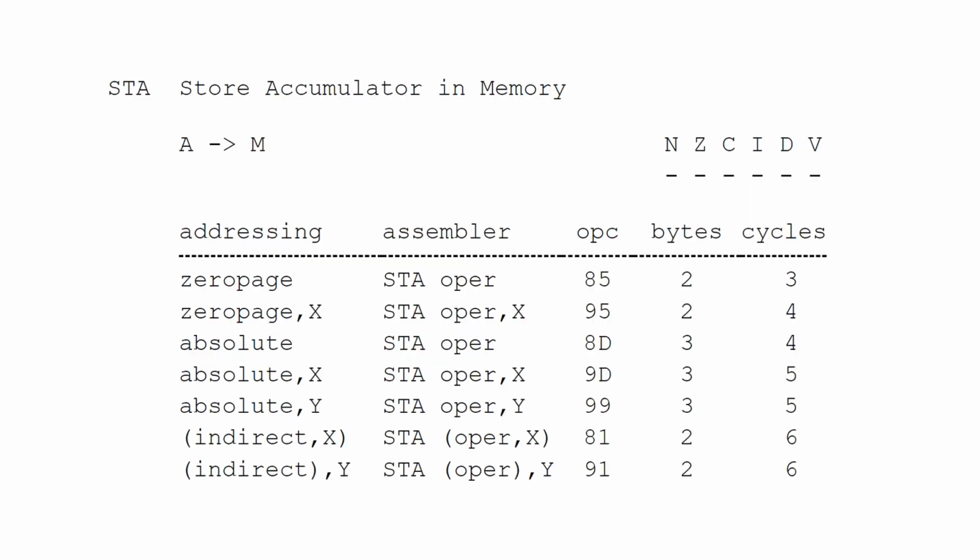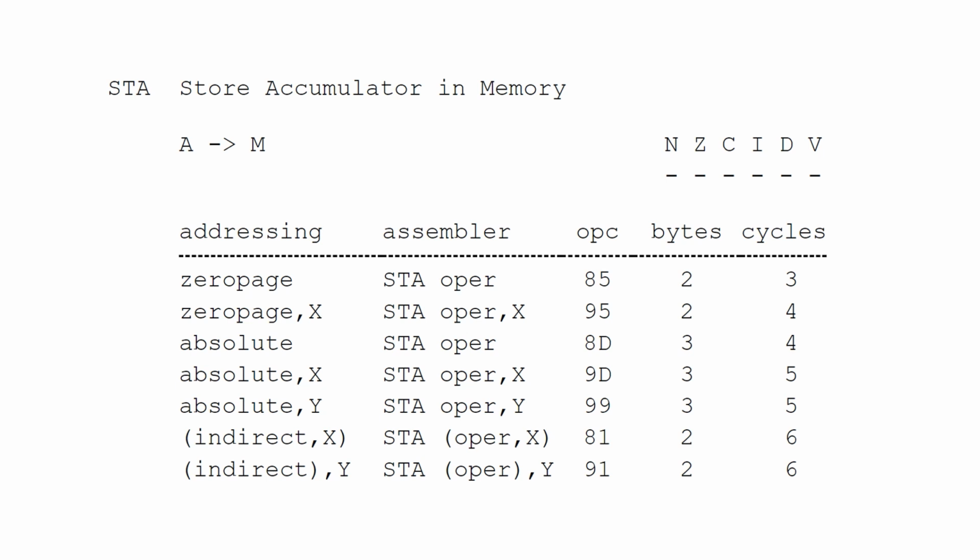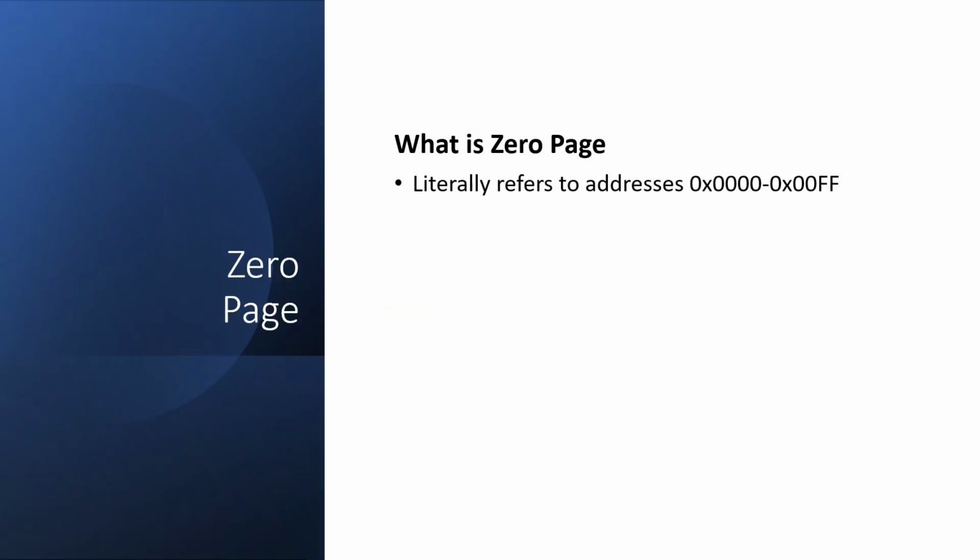Of all these instructions, STA or store A is probably the easiest because it doesn't use or change any of the flags. I'm going to start with STA 0 page, which is opcode 85, so I thought I'd go over 0 page a little before that. 0 page literally refers to the first 256 bytes in main memory from 0000 to 00FF.